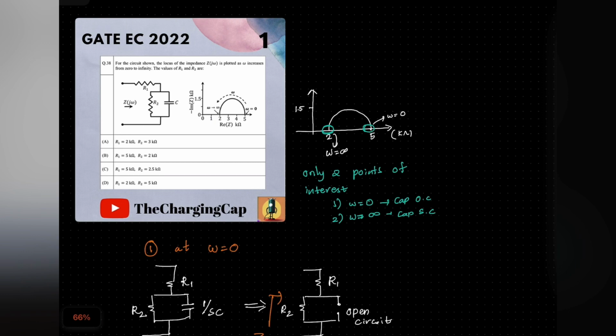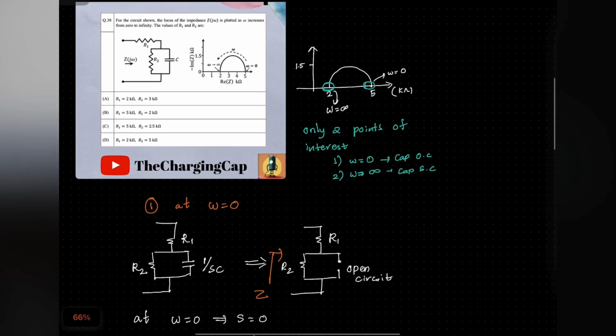We can see here that the point of interest of our circuit is just at two places, when the capacitor is open and when the capacitor is short. If we can find the two Z-ins where the capacitor is open and shorted, we can find R1 and R2 respectively. So our points of interest are omega equals 0 and omega equals infinity.